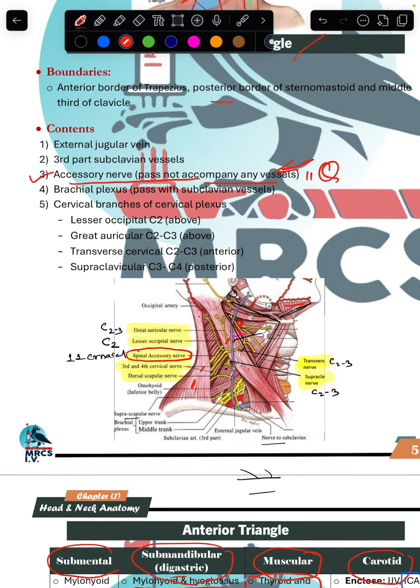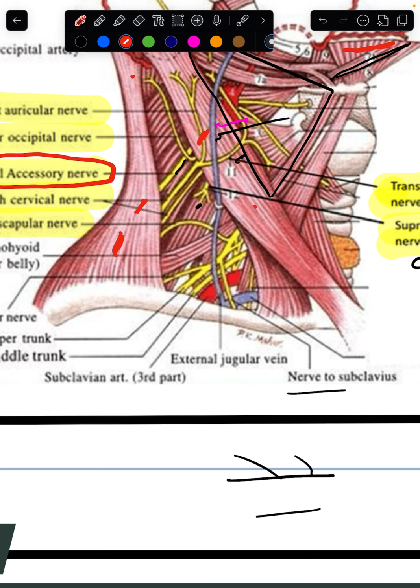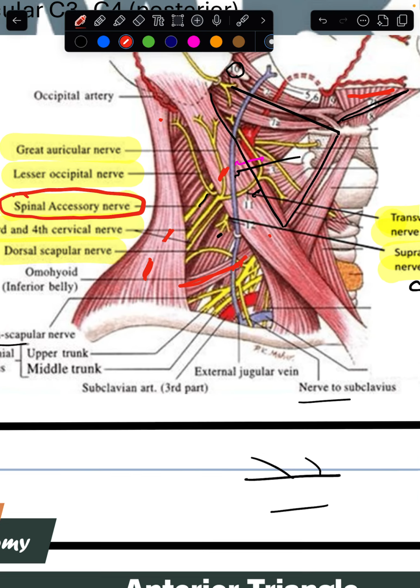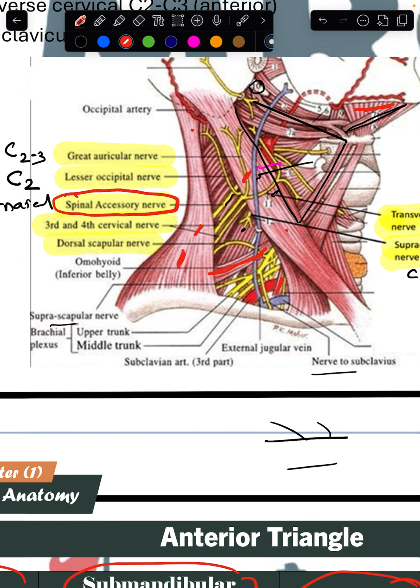So brachial plexus passes with the subclavian vessels. If you see lower down, this is the complete posterior triangle, and you can see omohyoid, inferior belly of omohyoid. Here this is subclavian artery, the vein. If you see scalenus anterius is like this, vein is in front, artery is behind, and the lower part of brachial plexus is going. So you can see upper trunk and middle trunk. This is the brachial plexus. Then what you see, subclavian artery, third part, subclavian vein is there.